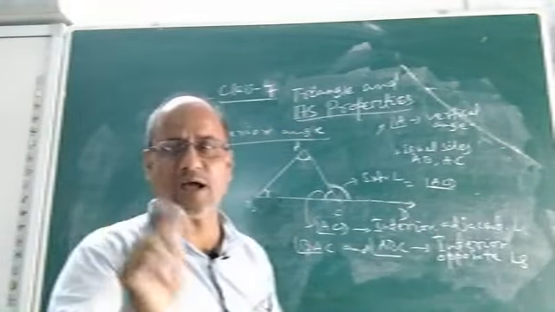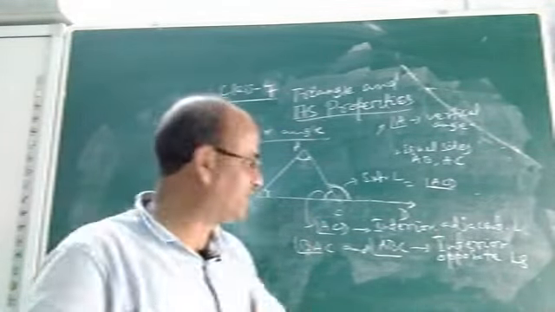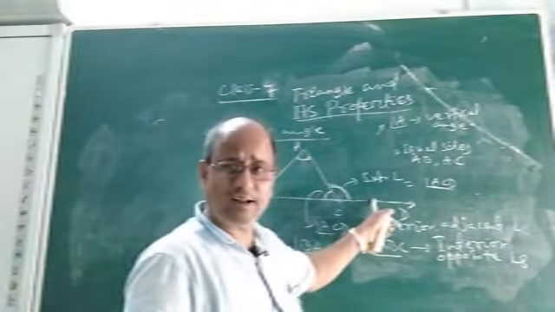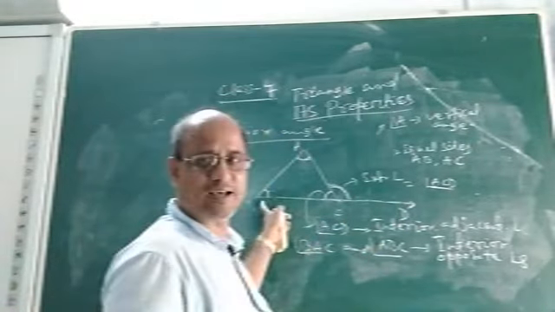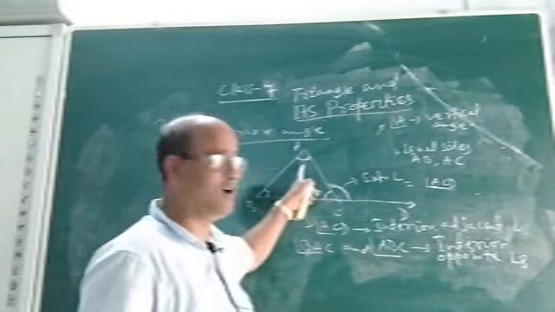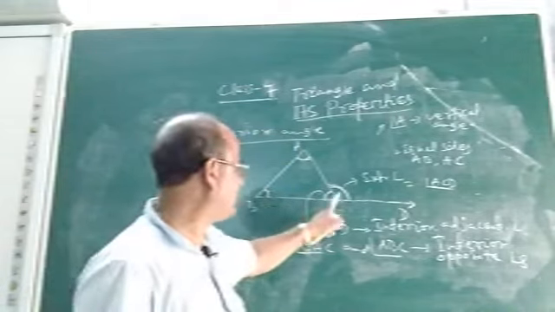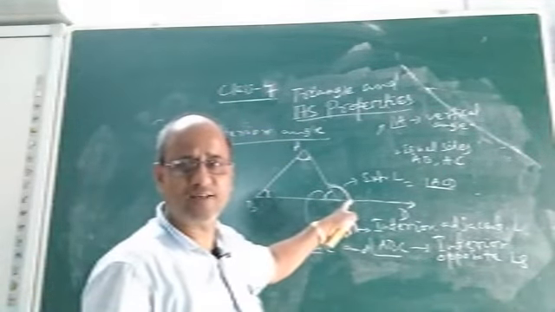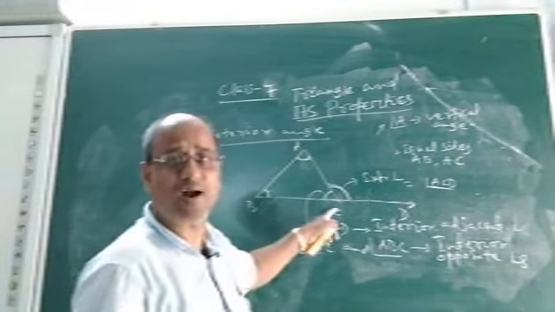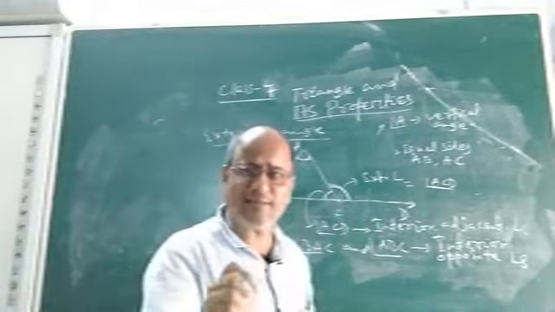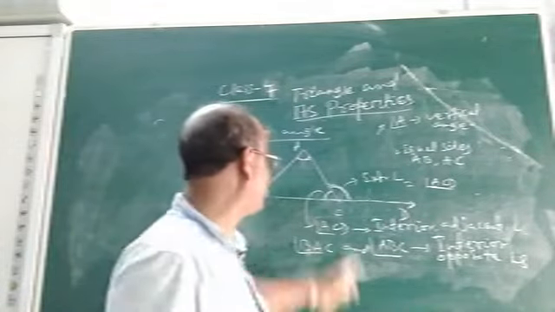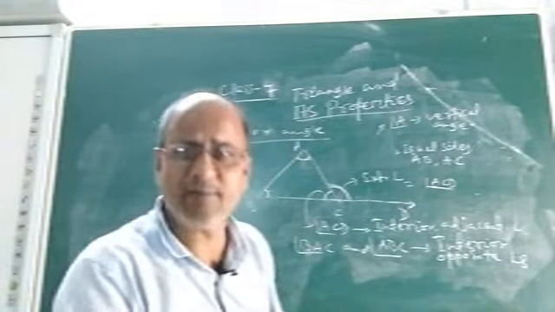So, see children, one thing I would like to say here. When the concept of exterior angle comes, this exterior angle has how many interior opposite angles? 2. And how many interior adjacent? 1. Which are the two interior opposite angles? Angle A and angle B, when this is the exterior angle. When angle ACD is exterior, these two are interior opposite. And angle ACB is interior adjacent. So, we can say that every exterior angle has two interior opposite angles and one interior adjacent angle.